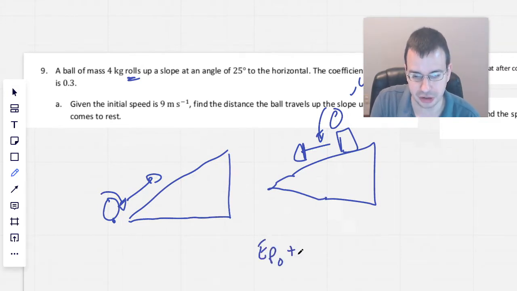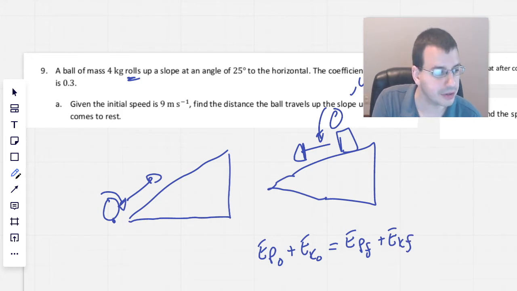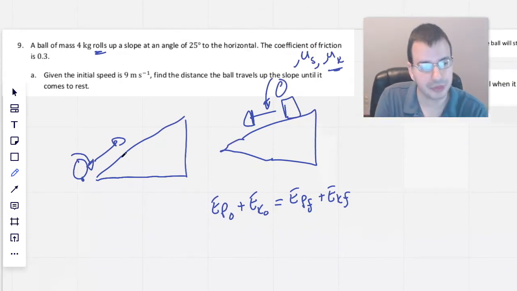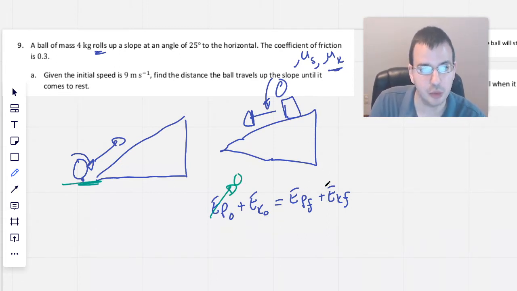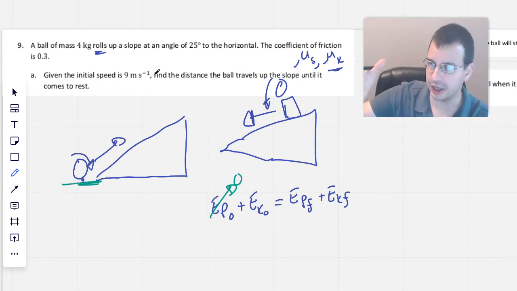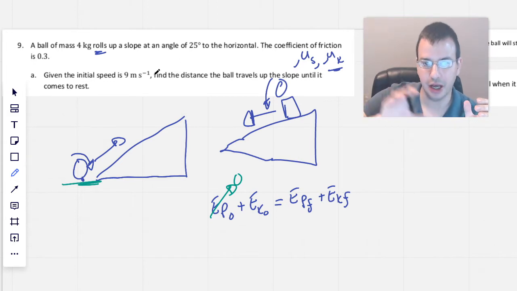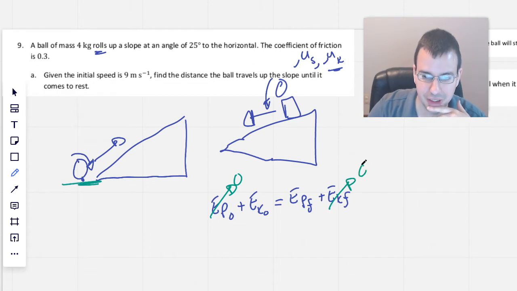So I'm going to say energy potential initial plus energy kinetic initial will equal energy potential final plus energy kinetic final. I'm going to assume that the zero potential energy is at the bottom. So it's going to start with zero potential energy. It's going to have some kinetic energy. And at the end, when it's stopped, I'm going to assume that since it's rolling without slipping, the stopping of the rolling happens at the same time that the translational motion stops as well. So I'm going to assume that energy kinetic final will be 0.